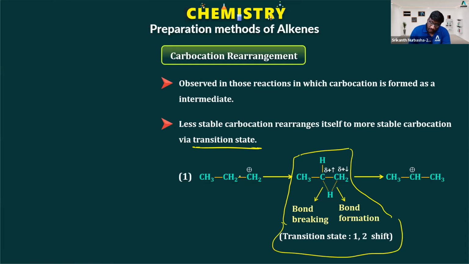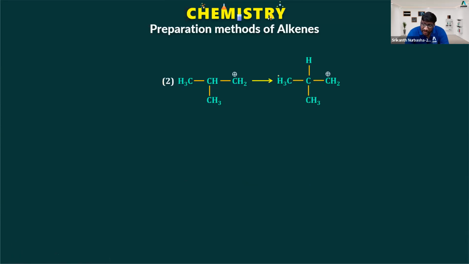Because of the positive charge on this carbon, the C-C electron density moves, developing delta positive on this particular carbon. Because of that, the C-H bond slightly becomes weaker, and the new C-H bond is about to be formed. Here the transition state occurs. Here the hydride shift occurs, a 1,2 hydride shift, and you will be generating a more stable carbocation. Yes or no? A 3-degree carbocation is going to be formed.